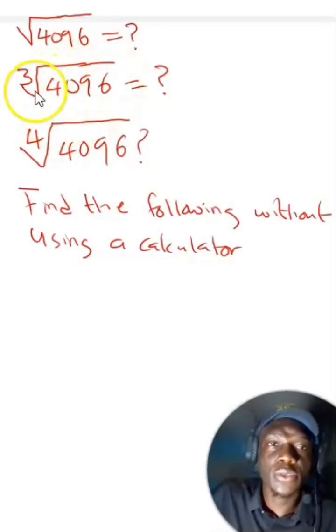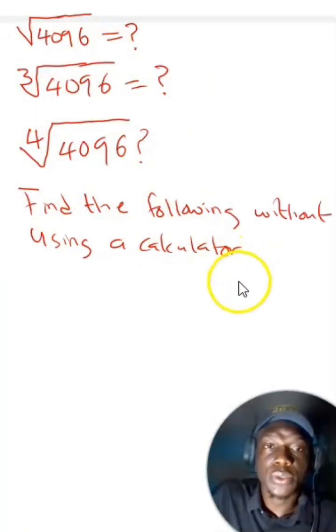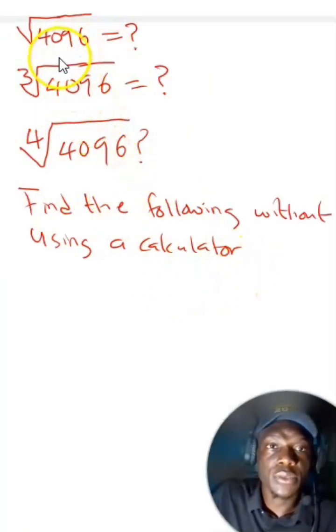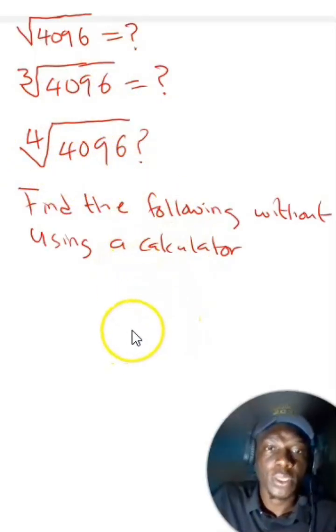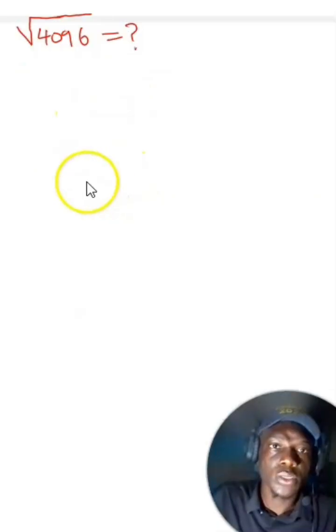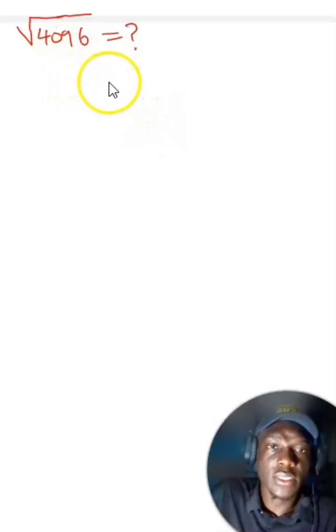In this video, we'll be learning how to find square root, cube root, and fourth root or other roots without using a calculator. So we have to find the square root of 4096, the cube root of 4096, and the fourth root of 4096 without using a calculator. So let's go. We'll start with finding the square root of 4096.